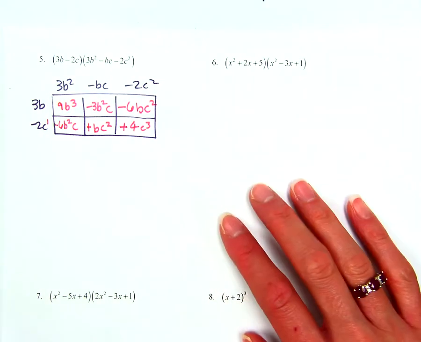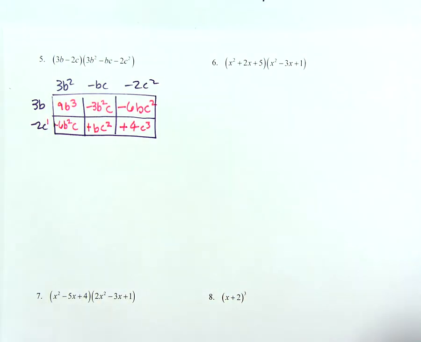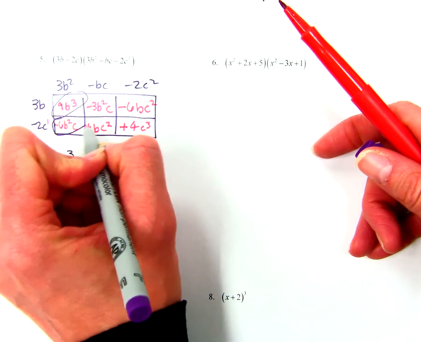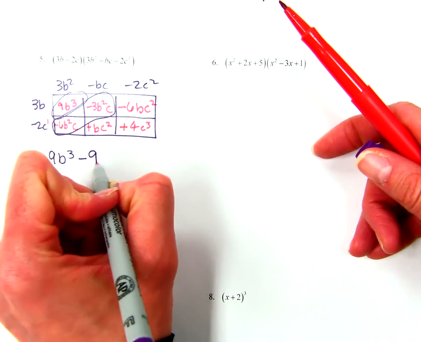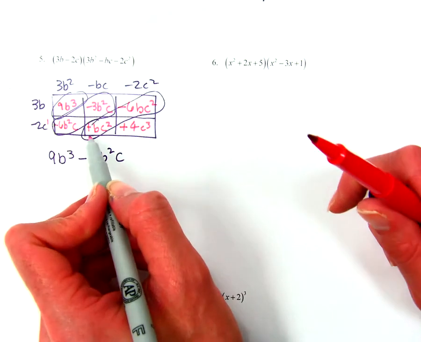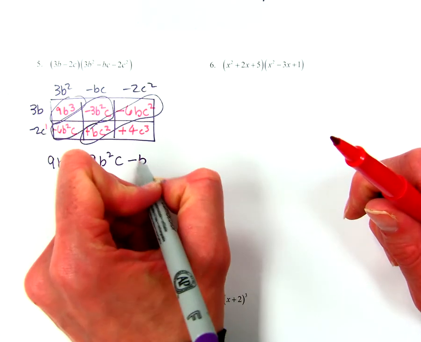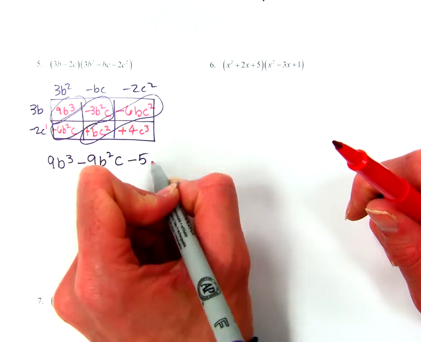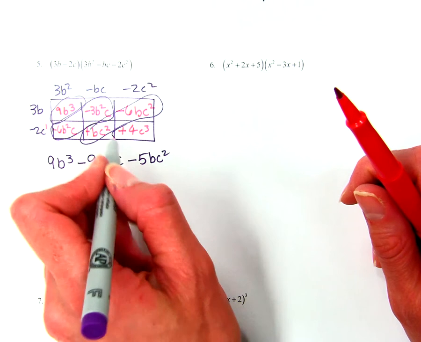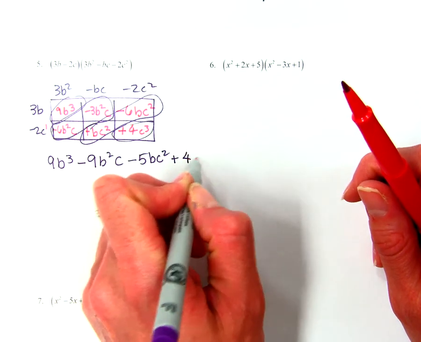All right, so now I'm adding my like terms. So I've got my 9b cubed. I add negative 6 and negative 3, that's negative 9b squared c. Think of it as I've got 1 of something, negative 6 of something, so I should have negative 5 of whatever that something is. So you're not changing. It's negative 5bc squared. And then the last thing is plus 4c cubed.